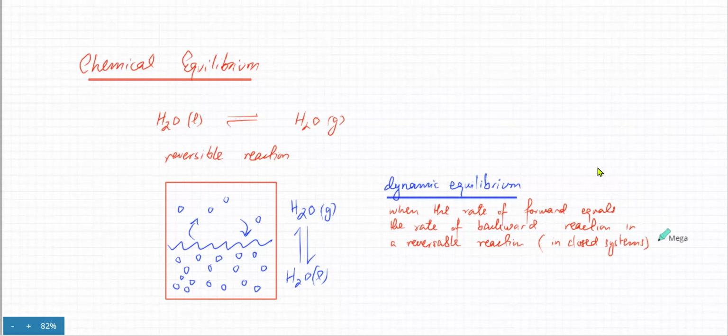So why is the word dynamic used over here? The reason dynamic is used is because although there's no net change happening, the number of water vapor molecules always remains 4, the evaporation process and the condensation process are both going on. Which means the reaction is still going on, but the end result is that there is no overall change. Everything remains exactly the same. So, which is why the term dynamic is used. There's another type of equilibrium that you study in physics, which is a static equilibrium. In that, nothing is happening. Over here, something is happening, but the net result is zero. That's why the word dynamic is used.